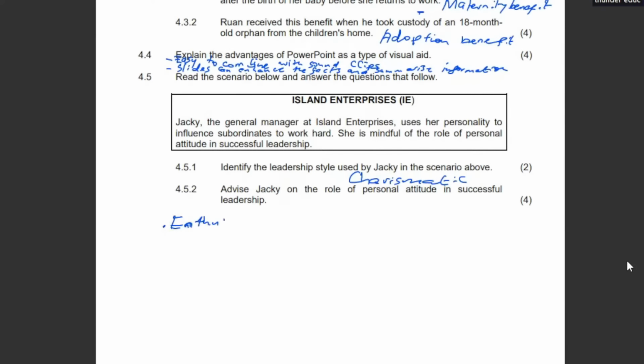In view, enthusiasm produces confidence in a leader. Also, positive attitudes release leadership potential.